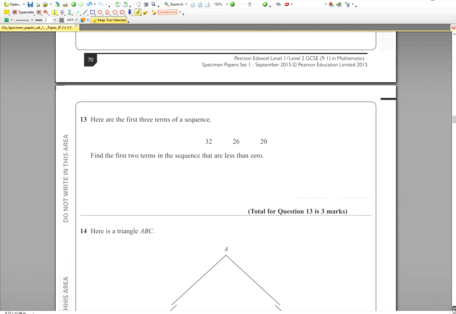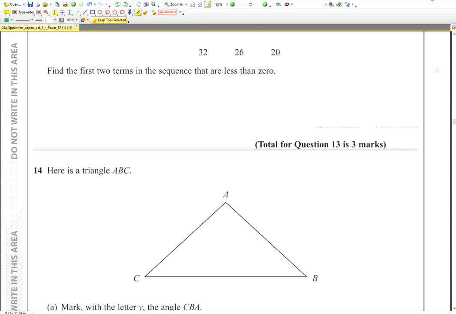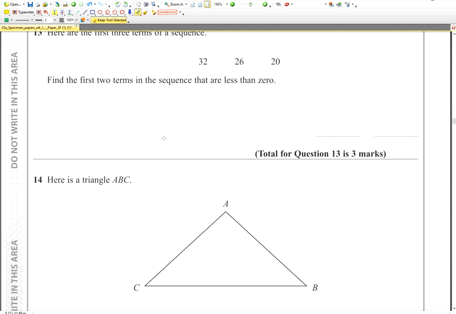Here are the first 3 terms of a sequence. Can you see that clearly, or should I make it a little bit bigger? Ah, yes, it's more beautiful now. Find the first 2 terms that are less than 0. What did you get? Minus 4, but then I crossed it out. So what's the pattern here, Sumaya? The pattern is minus 6. So 20 minus 6 will give us 14. And then minus another 6, that'll give us 8.